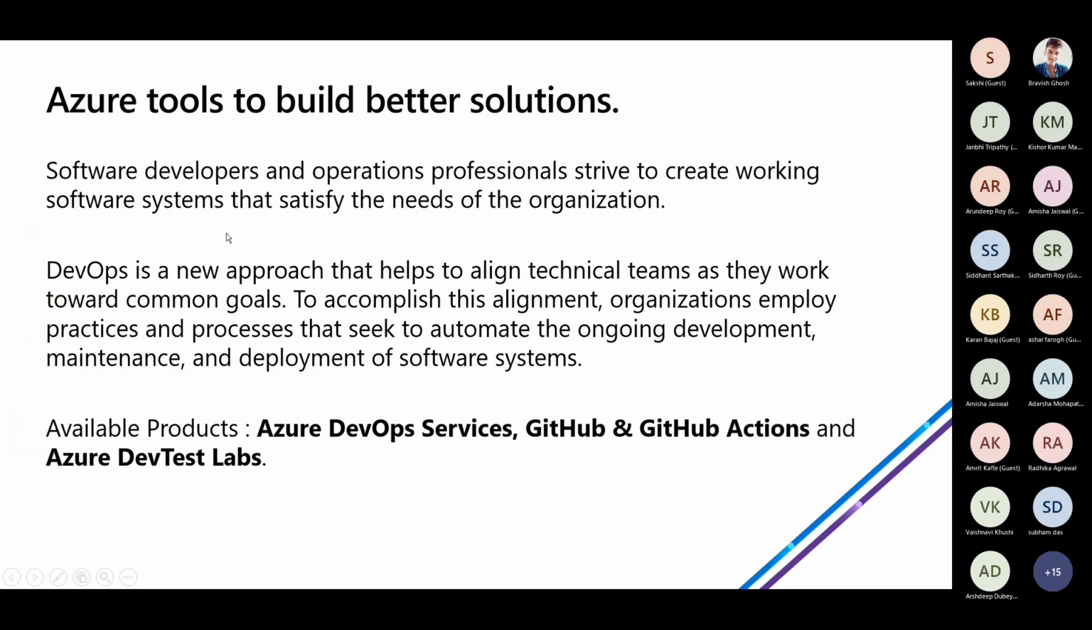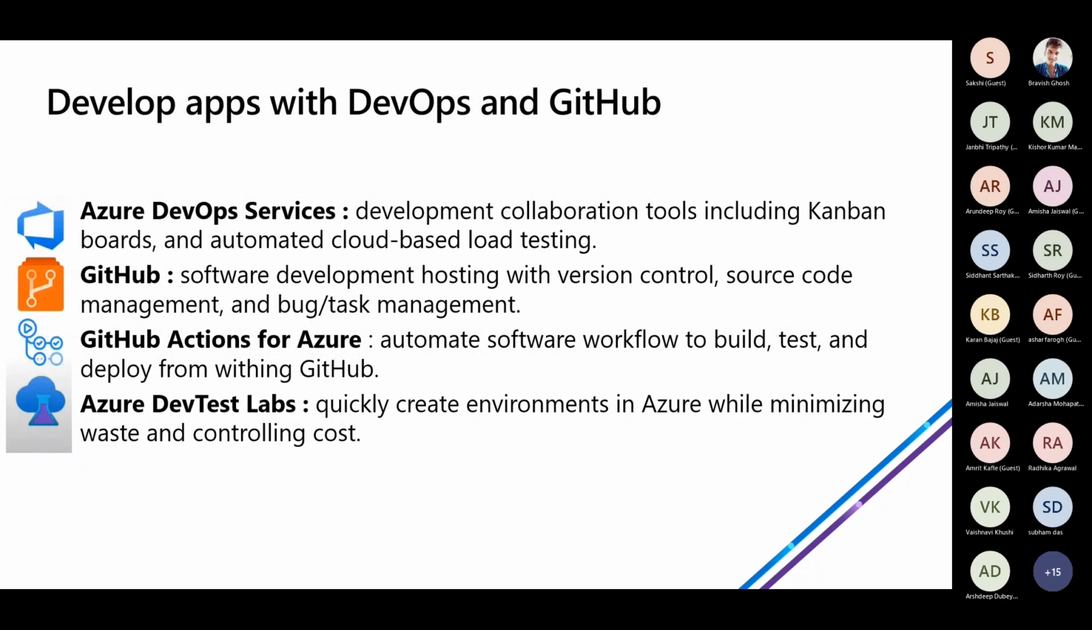So what are the available products under Azure DevOps? We have Azure DevOps Services, GitHub and GitHub Actions, and Azure DevTest Labs. Many of us know about GitHub, we have already used it, and I will come to it in the next slide. Azure DevOps Services offers development collaboration tools, including Kanban boards and automated cloud-based load testing, but I will explain what this means. Azure DevOps Services is a collection of services that address every stage of the software development lifecycle.